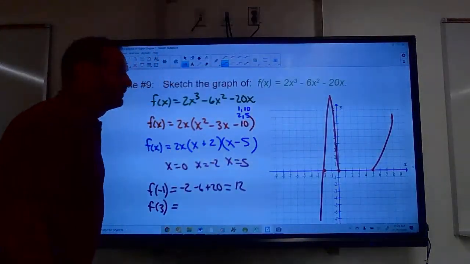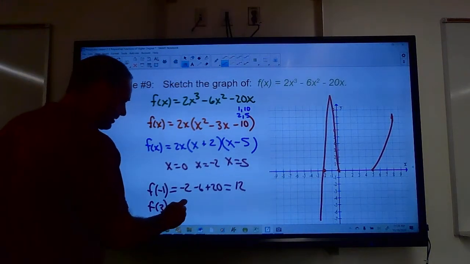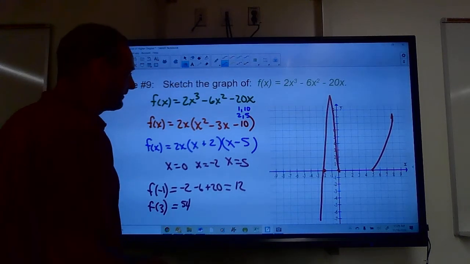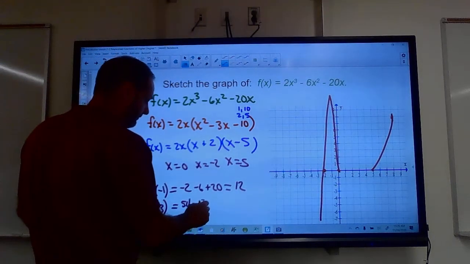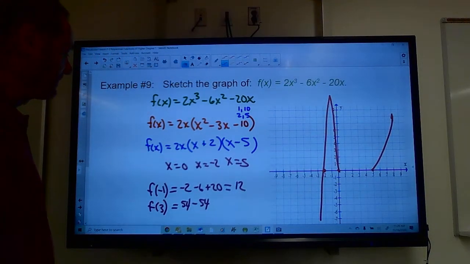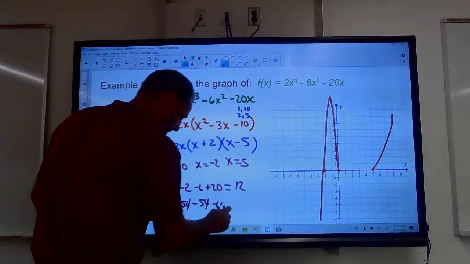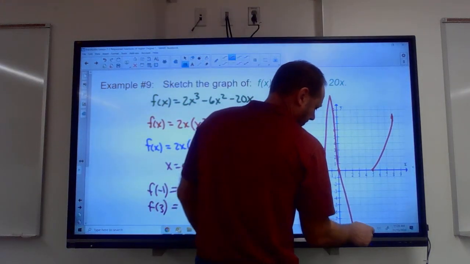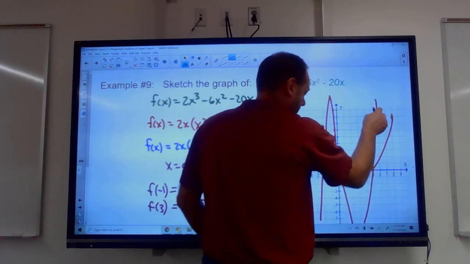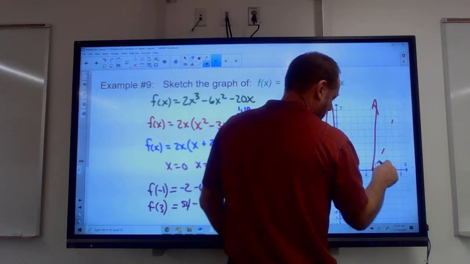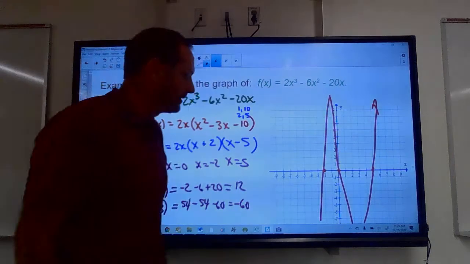3 cubed, that'd be 27, times 2 would be 54. And 3 squared would be 9, times negative 6 would be negative 54. So those cancel out. And then I've got 3 times negative 20, which would be negative 60. So this thing would just drop off my chart, and then it would come back up. It would go like that.